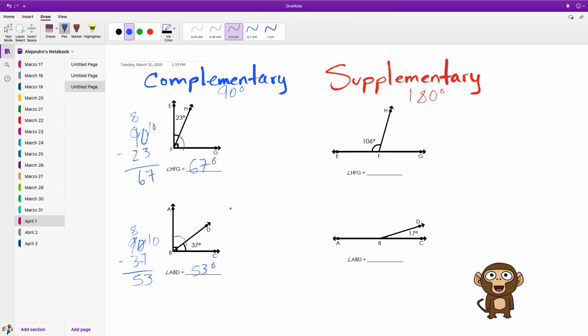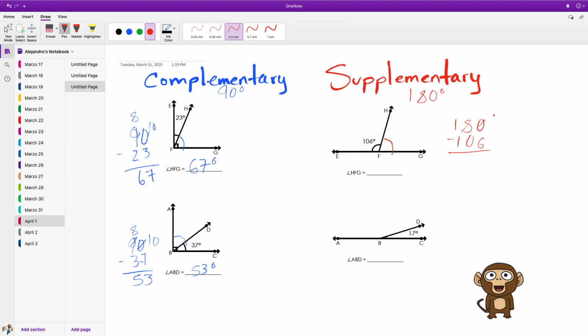Good job. So now that we are done with complementary, I'm gonna do supplementary. And we know that for supplementary, it's gonna be 180 degrees, right? Okay. So on this one, how do I find the measure for HFG? That's what they are asking me right here. How do I find this? Doing a subtraction. It's gonna be now 180 minus 106.